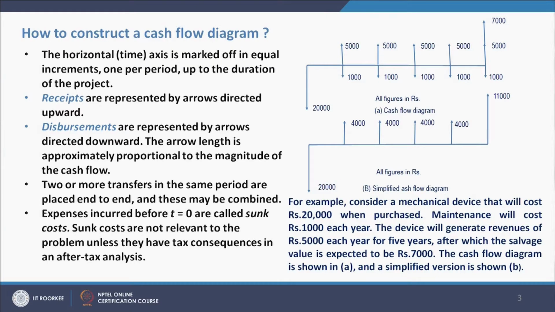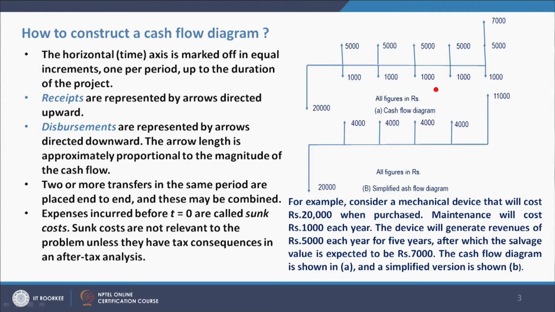Now, let us see how to construct a cash flow diagram. The horizontal time axis is marked off in equal increments, one per period, up to the duration of the project. That means, the duration of the project is from here to this point. Receipts are represented by arrows directed upward. This is a receipt 5,000, this is a receipt 5,000, they are marked with arrows upward. This is a receipt, this is a receipt and there are two receipts here.